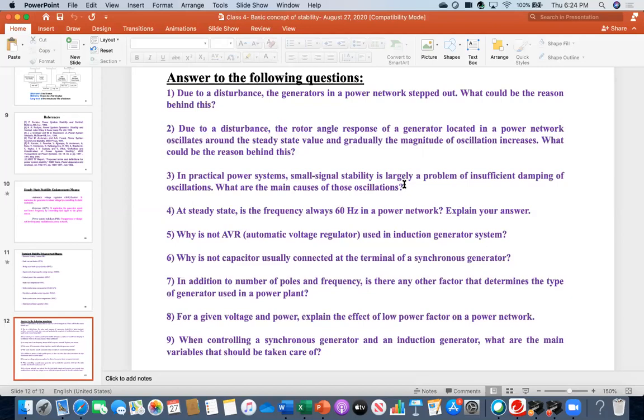Sindhuja, have you come back online? It looks like Sindhuja stepped out fully. Lakshmi?